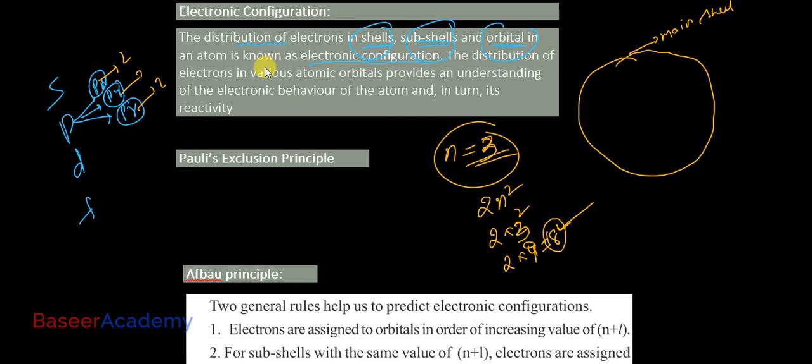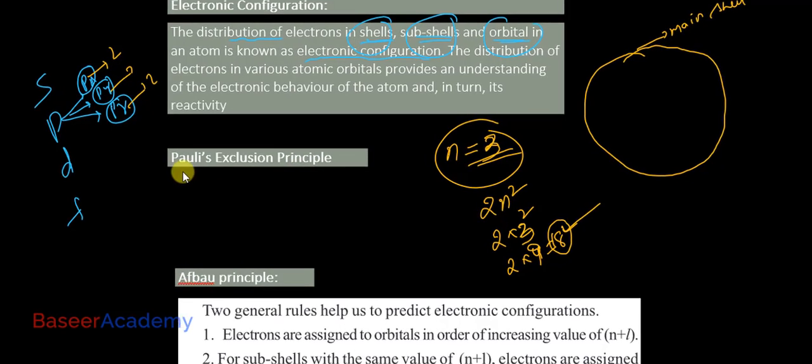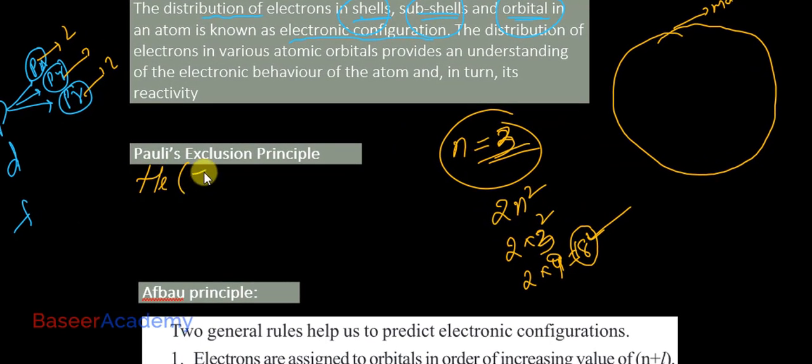Before we start writing the electronic configuration, let us go through Pauli's exclusion principle. Pauli's exclusion principle states that no two electrons will have all 4 quantum numbers the same. To understand this, let us consider the helium atom. The atomic number of helium is 2, which means it has 2 electrons, and both the electrons are in the first orbit.